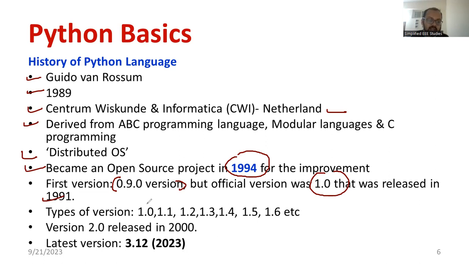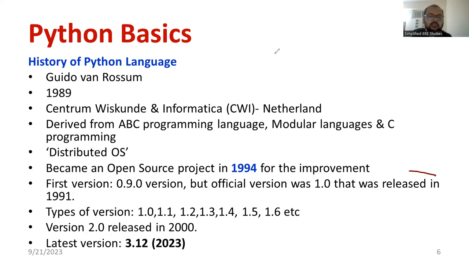There are different versions, namely 1.0, 1.1, 1.2, and so on. It keeps going on. In the year 2000, there was a version called 2.0. As of now, right now, it is 2023, and in the year 2023, the version was 3.12. Moving further.